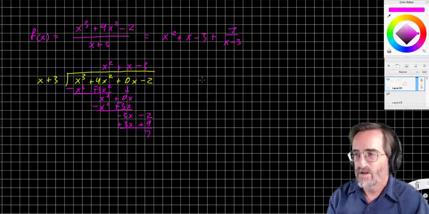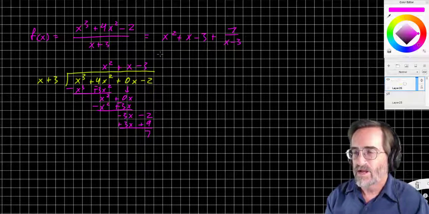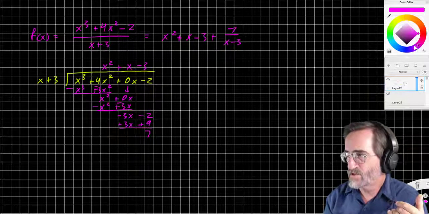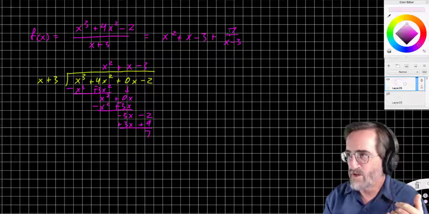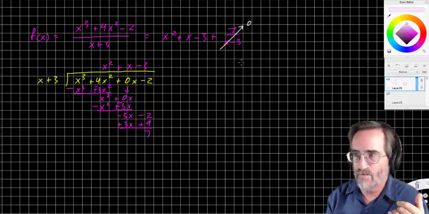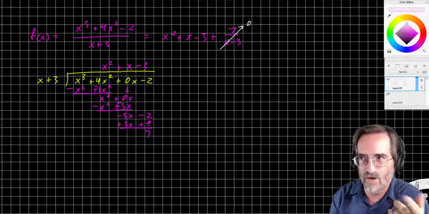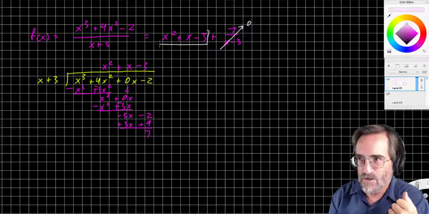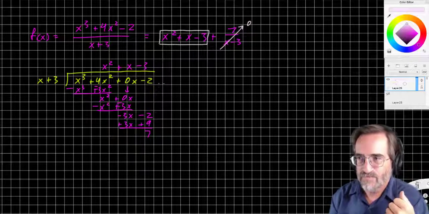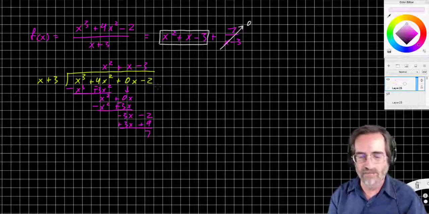Again, consider what happens as x goes off to positive infinity. As x goes off to positive infinity, this whole 7 over x minus 3 is going to go off to 0. As x goes off to negative infinity, this whole thing is going to go off to 0 as well, just from the left side. So this is what the function is going to look like out toward the ends: x squared plus x minus 3.